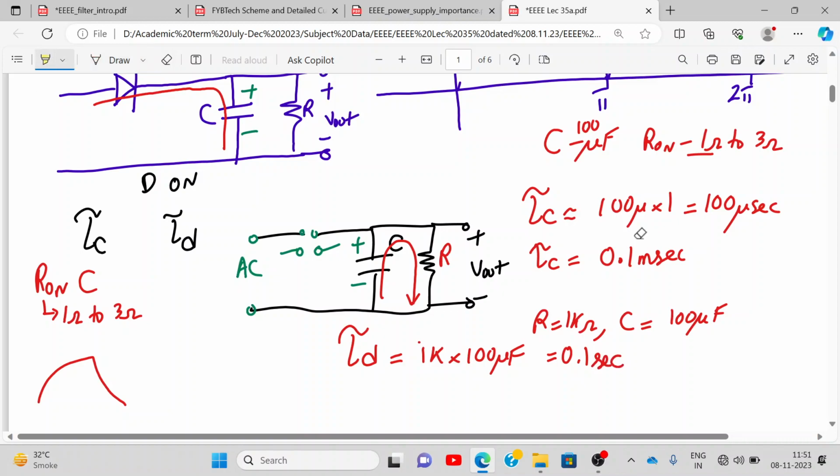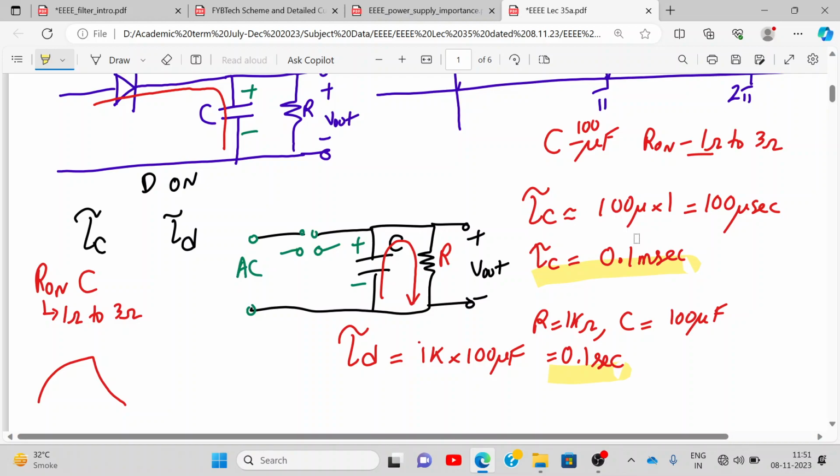Now, why am I stressing on this? Charging time is 0.1 millisecond. This discharging time is 0.1 second. Which is faster, charging or discharging? Which is faster here? Charging, it takes 0.1 millisecond, and discharging takes a long time.